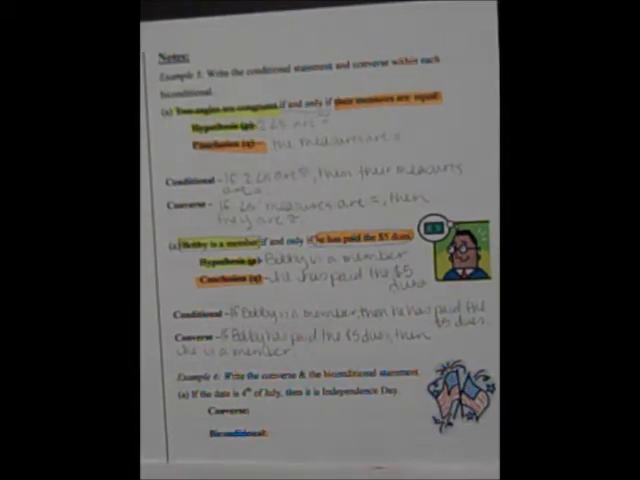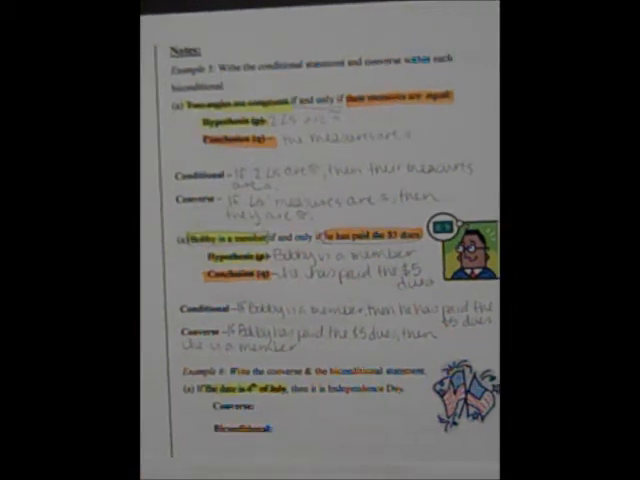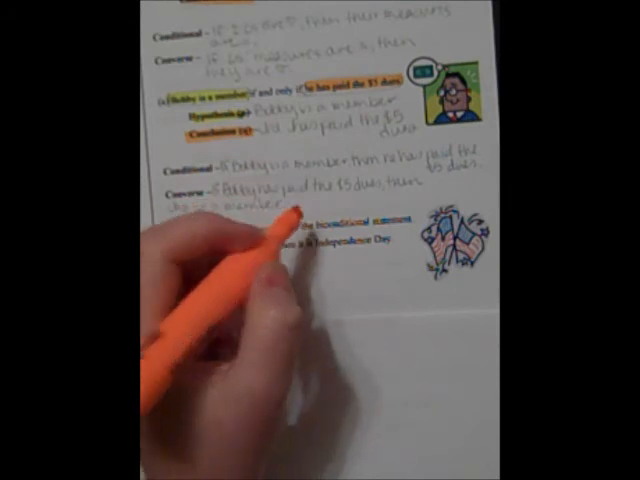Okay, the next example, this time they gave us the conditional statement and they want us to write the converse and then the biconditional. Okay, so we did the first part of this, writing the converse, today in class. So this should be a review. Here I'm going to highlight the hypothesis. The date is the 4th of July. And the conclusion. It is Independence Day.